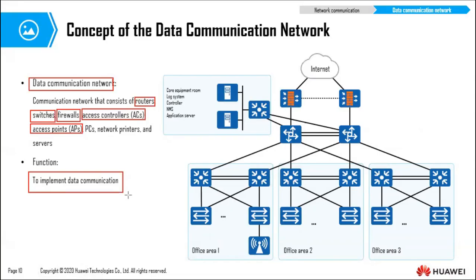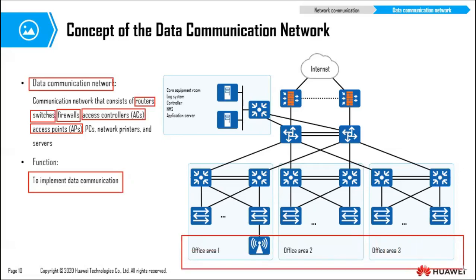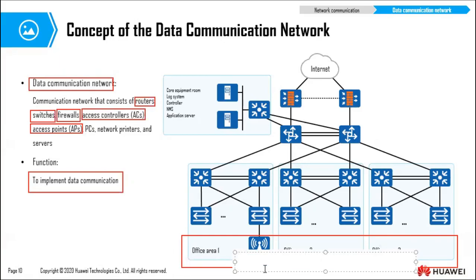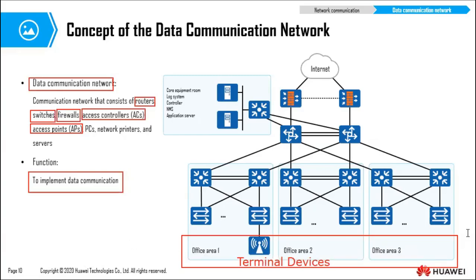Normally a computer network is designed in a layered structure. At the very bottom of that structure, we have the terminal devices, the end devices, the workstations. They're those mobile phones, IP phones, laptops, desktop computers that are in your offices. And so those are the end devices or terminal devices.